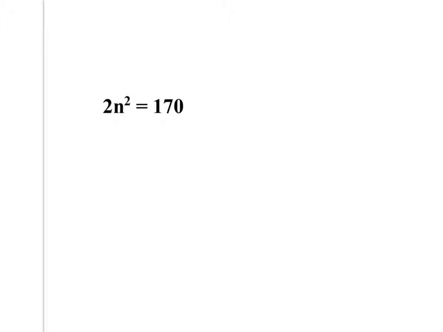Well, how would I get rid of the 2 if I have 2n squared? Kurt? Okay, just like we've been doing all year long, to get a number away from it, I do the opposite of what it's doing. It's timesing n squared by 2, so I divide both sides by 2. So 2n squared divided by 2 just leaves me with n squared. 170 divided by 2 gives me 85.